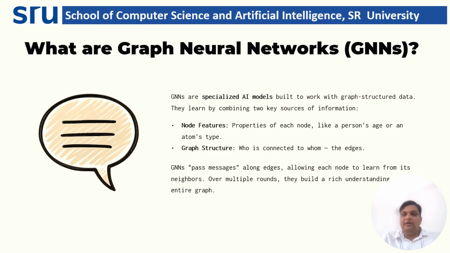In other words, we can say that graph neural networks are designed especially for graph data. They learn from node features like age or atom types, and graph structure, the connections between nodes. They work by passing messages between nodes, allowing each node to learn from its neighbors.